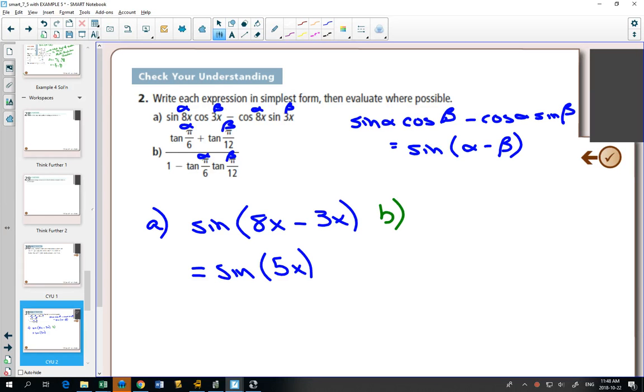Yes, there's one that matches up perfectly. Can you see that it matches up perfectly to the tan alpha plus beta formula? So again, we don't have to have these formulas memorized exactly, but you have to have memorized that if you have a fraction with a whole bunch of tans and two angles that are the same, there's a good chance it's one of our formulas. And in this case, it's going to be equal to tan. Our alpha is pi over 6. Our beta is pi over 12.